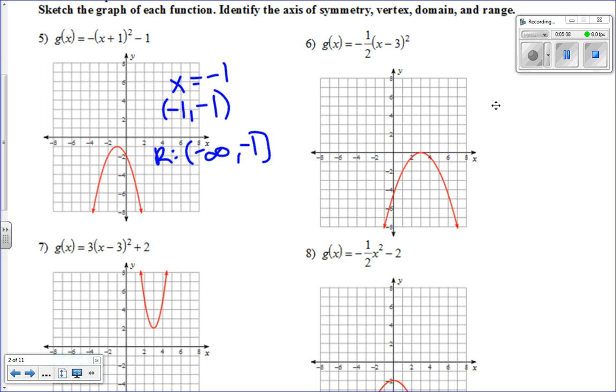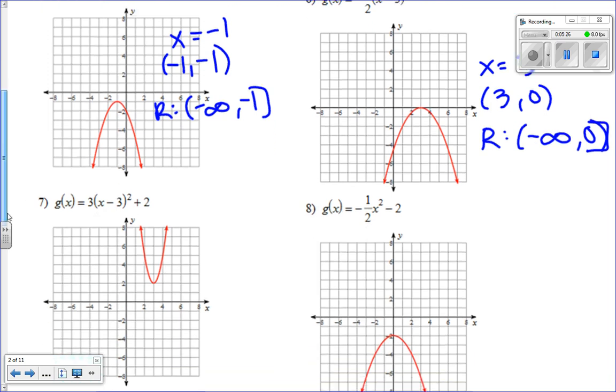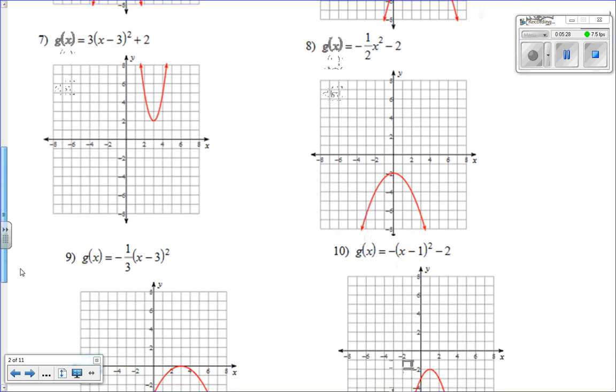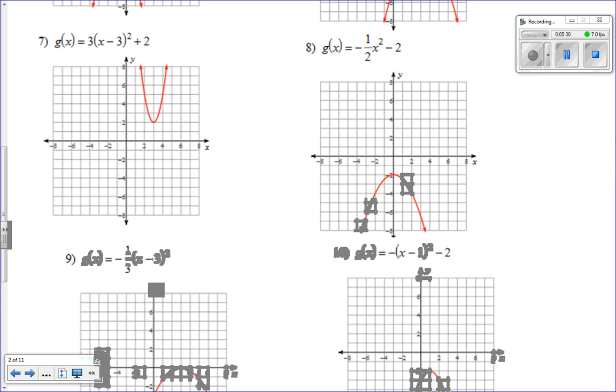On number 6, your axis of symmetry is at x equals 3. Your vertex is at 3, 0. Your domain, like I said, is negative infinity to positive infinity, and your range goes from negative infinity to 0. So that should be a bracket. Again, feel free to pause this as you go through so you can check the graphs longer. I'm just going to go through what should have been the extra answers.